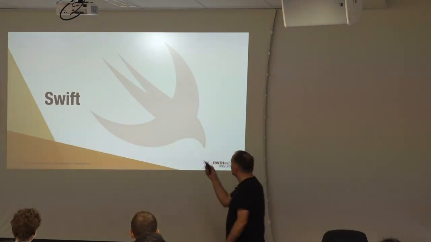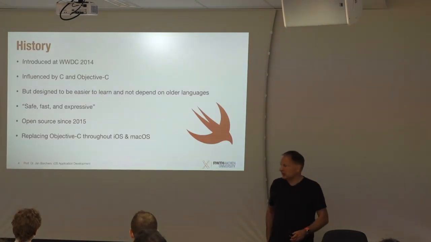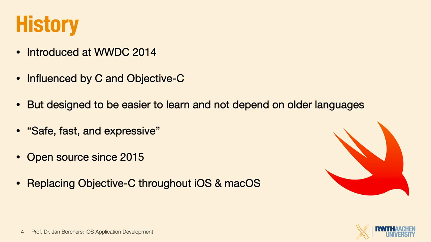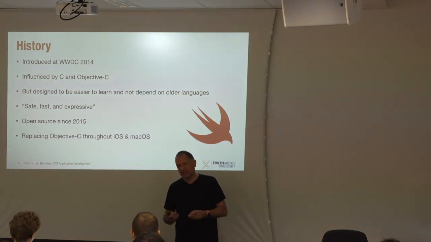On to Swift, which has this wonderful little swallow here as a logo. This is a language that was introduced at Apple's annual developer conference, WWDC, Worldwide Developers Conference, in 2014. So by now it's actually 8 years old, which is quite some time, but not a lot for a programming language, because it was the successor to Objective-C, which had been the language of choice to program macOS and iOS ever since macOS 10 first came out in around 2001. The language is influenced by these predecessors, C and Objective-C, so it doesn't look too unfamiliar.